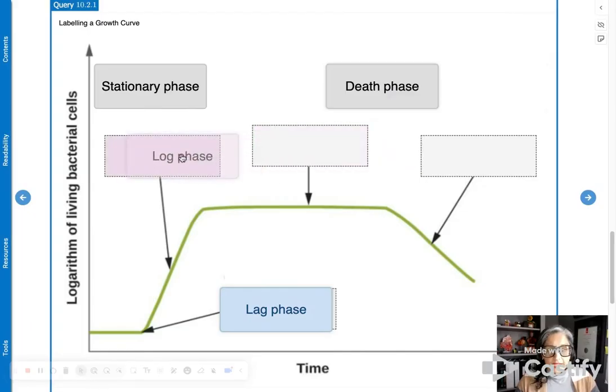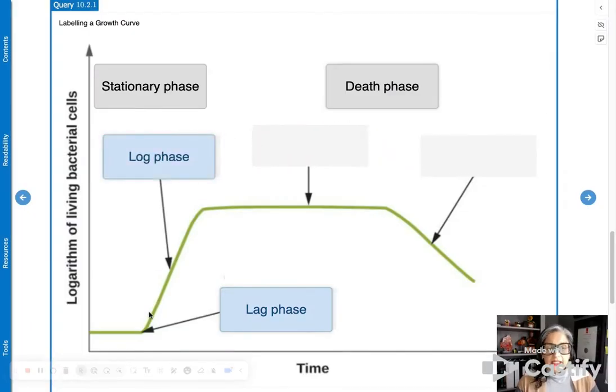The next phase is the log phase. And in this log phase, we notice an exponential growth. It becomes more and more rapid. So this is when the bacteria are really multiplying rapidly fast. The number of organisms is doubling with each generational time. So the growth rate here is going to be the greatest.